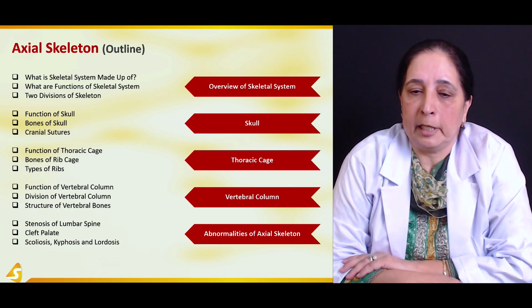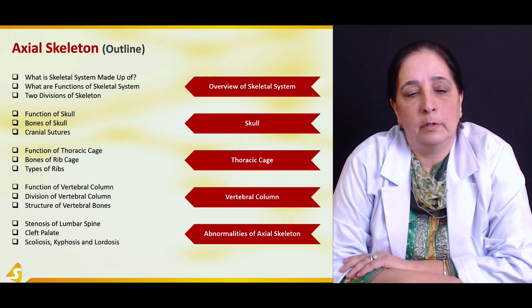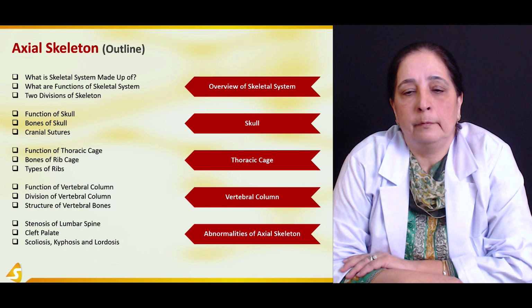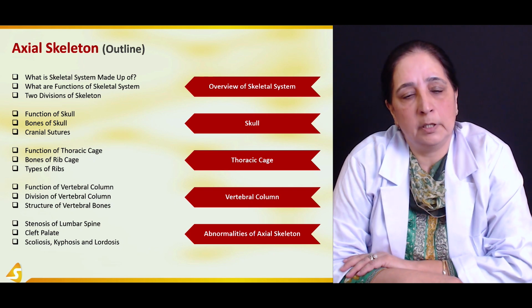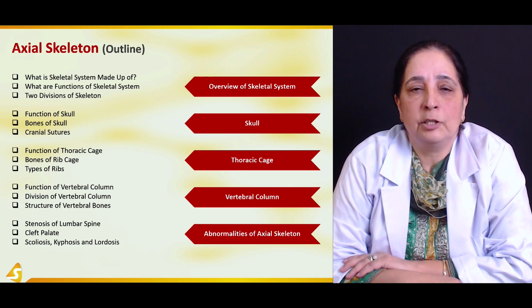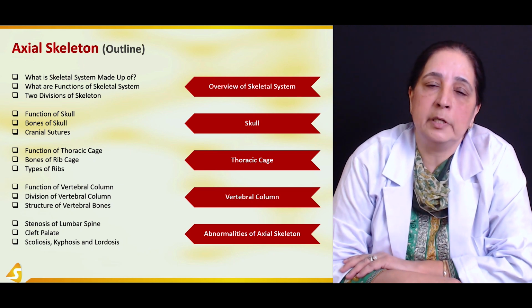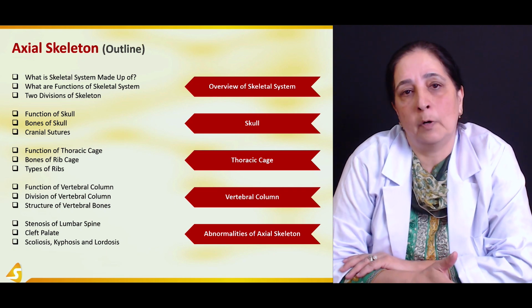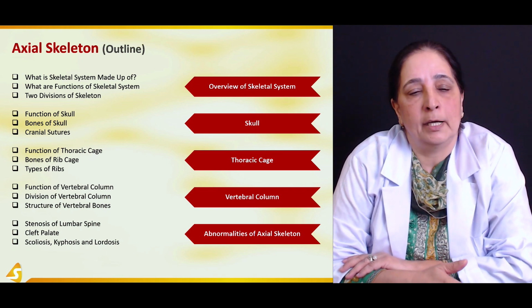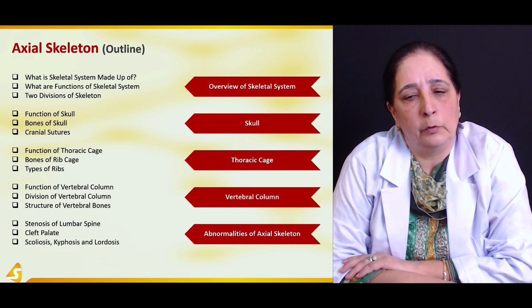Then in the fourth section of our lecture, we will cover the vertebral column. In this section, we will go over the function of the vertebral column, the division of the vertebral column, and then a little bit in detail about the structure of the vertebral bone, because the vertebral column is made up of about 32 vertebrae. So we should go over the structure of the vertebral bones.